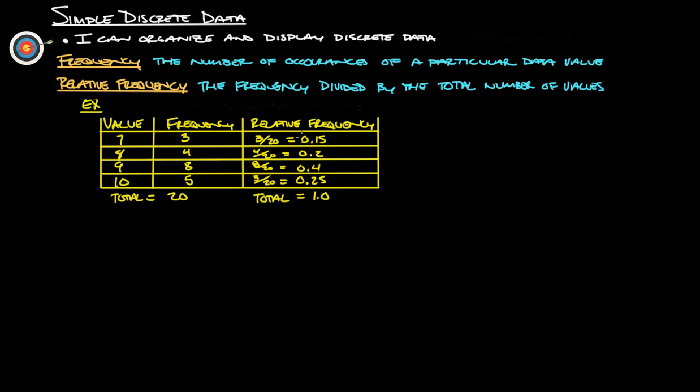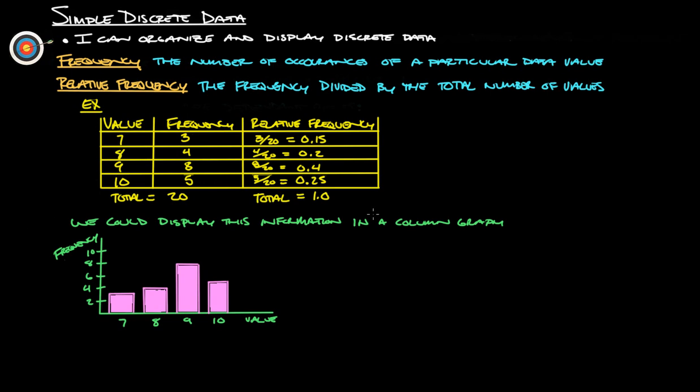Relative frequency is the frequency divided by the total number of values, which basically gives you a percent of the data. If we add these numbers all up, we get 20. This frequency is 3, so that's 3 of the 20. That's 0.15, or 15% of the data was a 7. 20% of the data was 8, 40% was a 9, and 25% was 10. You should always be able to add up the relative frequencies to equal 1, which is 100%.